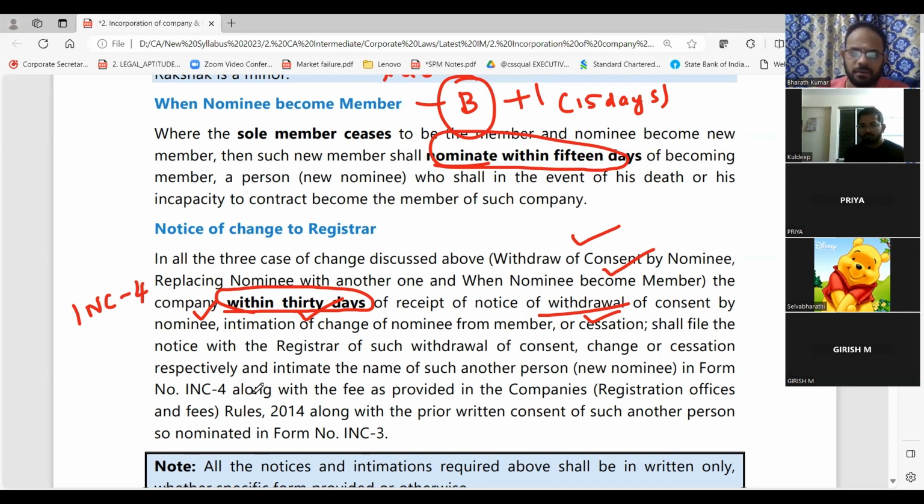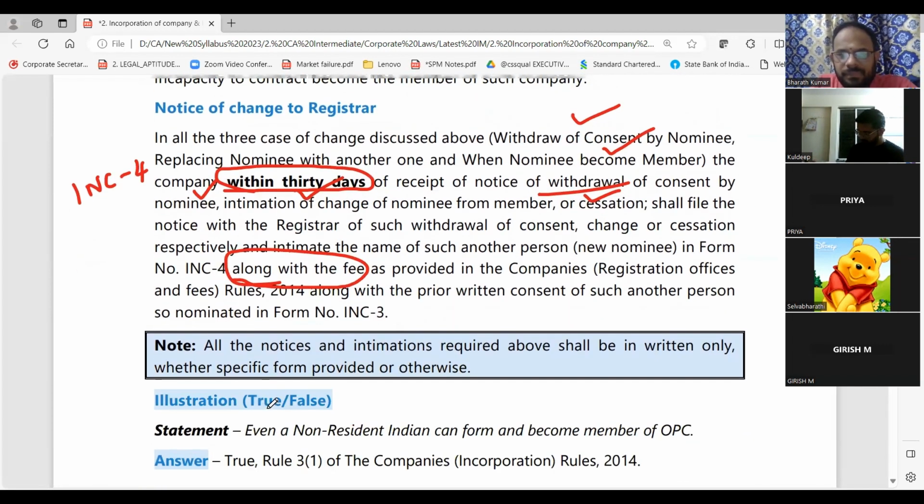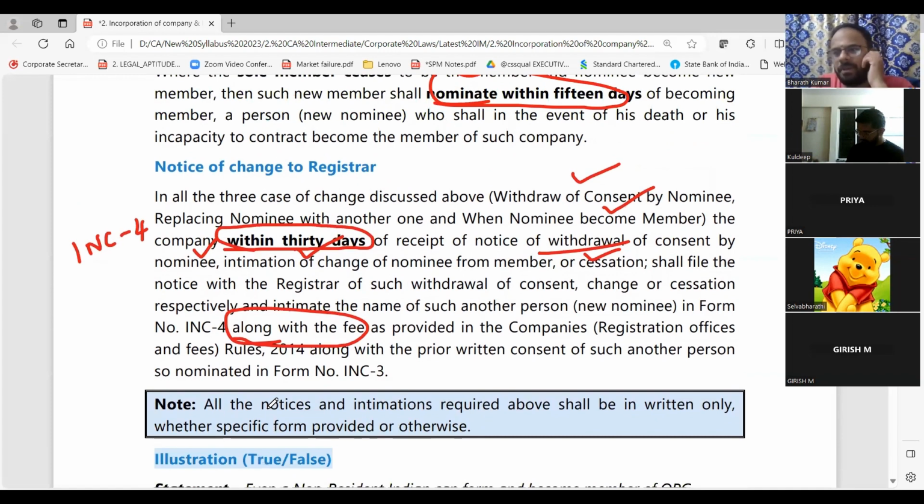This you don't forget. You will not give it for free. They will also not get it for free. So I'm just hitting INC 4. That is all for a one person company.